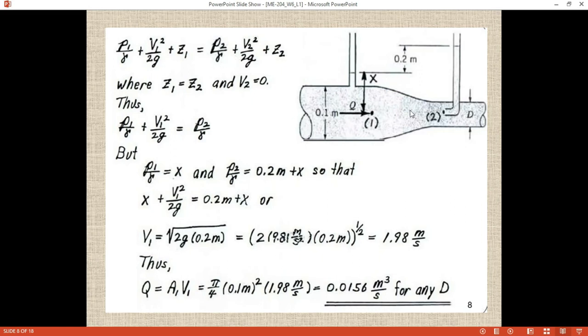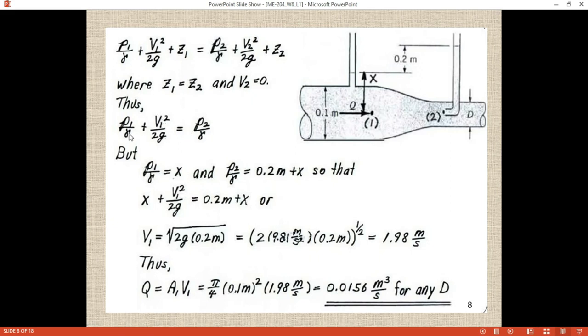Since point 1 and point 2 are lying on the same reference plane, Z1 is equal to Z2 and V2 is equal to 0, because the stagnation pressure is at point 2, and the pitot tube gives you the technique to measure the stagnation pressure. So at the stagnation point 2 the velocity is 0. We insert this value in the equation, and finally we reduce it to P1 over gamma plus V1 squared over 2g equals P2 over gamma.